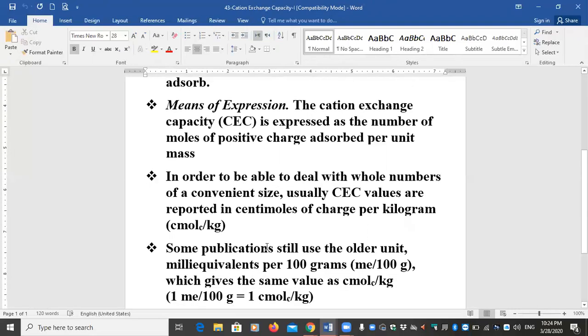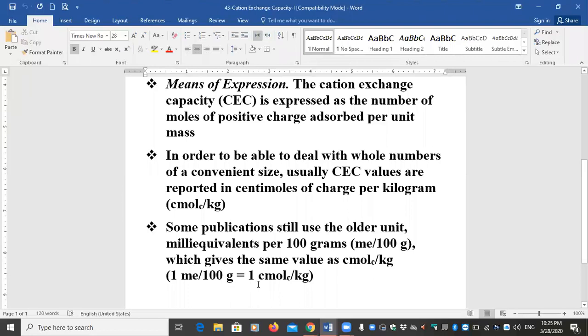Some publications still use the older unit, which is the milliequivalent per 100 gram of soil. If you go back probably 2 decades or more, all the units that were used to express or talk about the CEC were in milliequivalents per 100 gram of soil, instead of centimole of charge per kilogram. But these two units in number are the same.